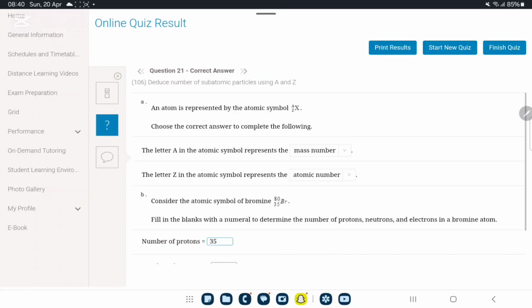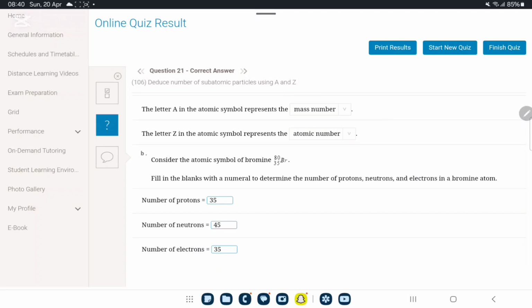The letter A in the atomic symbol represents mass number. This one is mass, this one is the atomic mass. So also common sense. We had this since last term, so you should know it by now. Letter A mass number, letter Z atomic number.